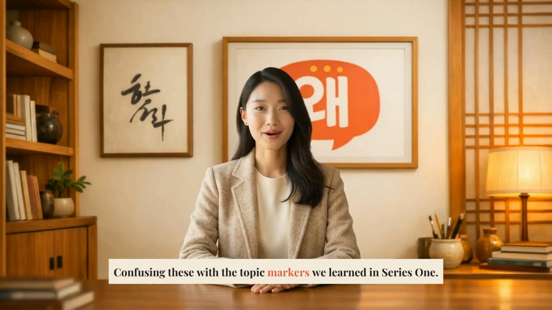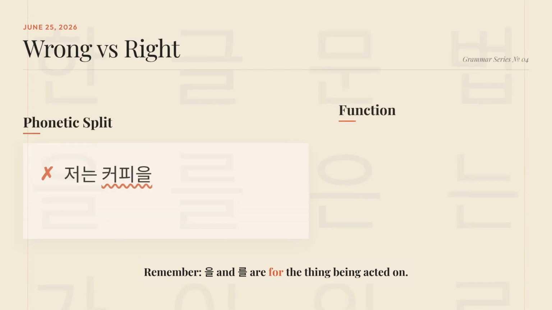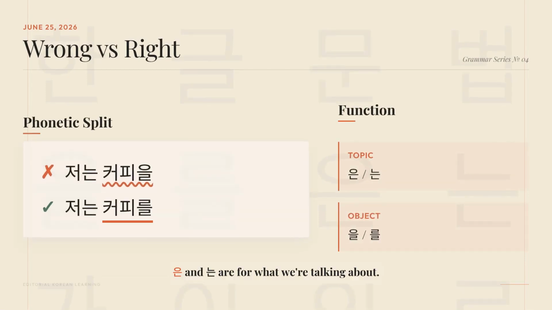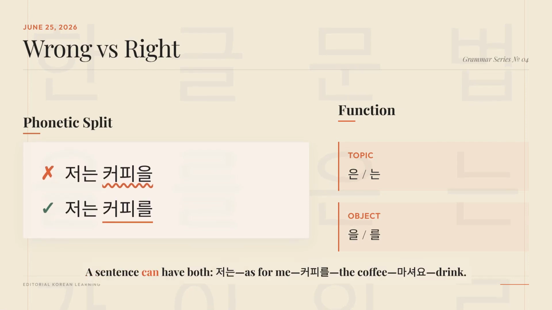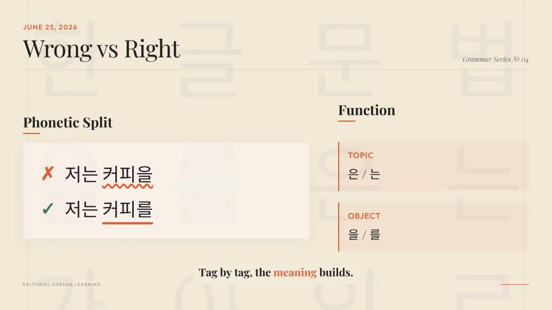Another trap? Confusing these with the topic markers we learned in Series 1. Remember, 을 and 를 are for the thing being acted on. 은 and 는 are for what we're talking about. A sentence can have both. 저는, as for me, 커피를, the coffee, 마셔요, drink. Tag by tag, the meaning builds.